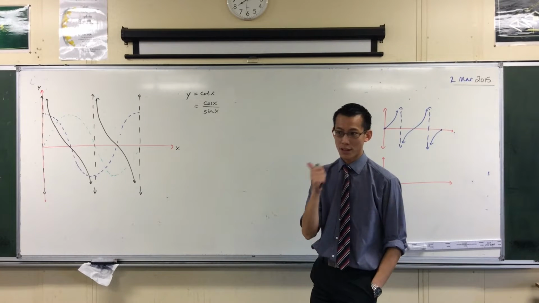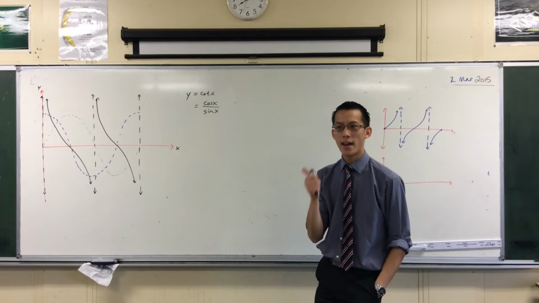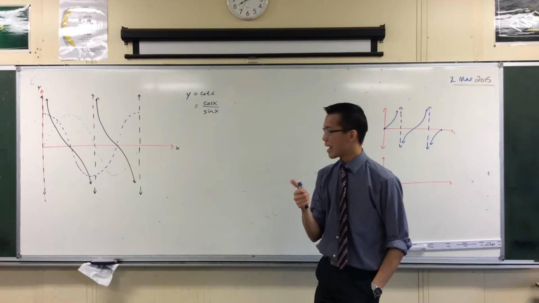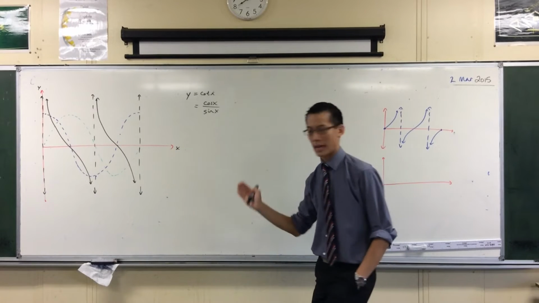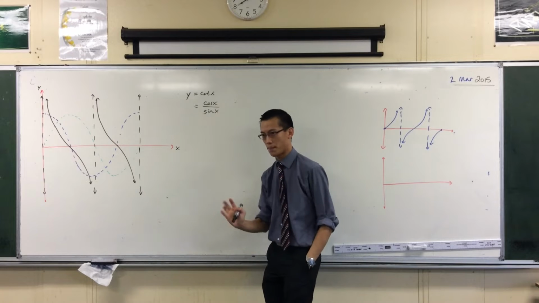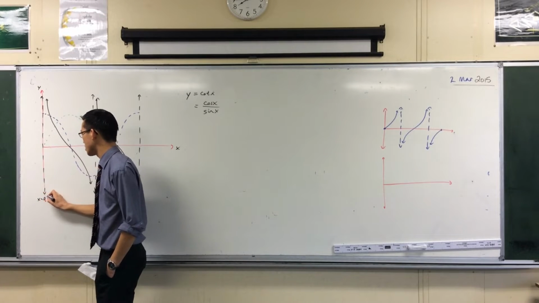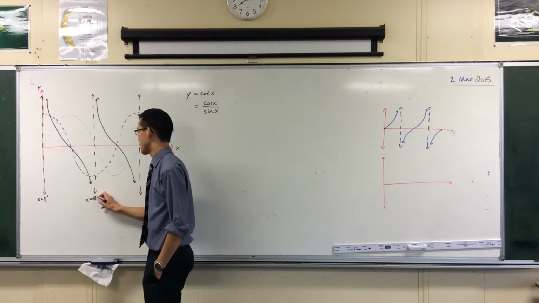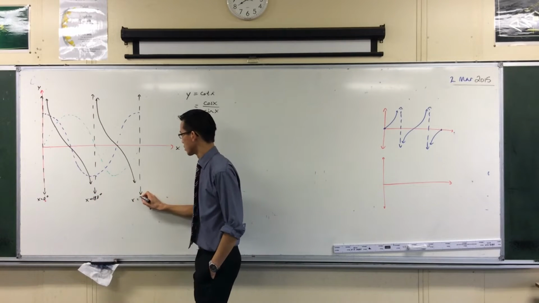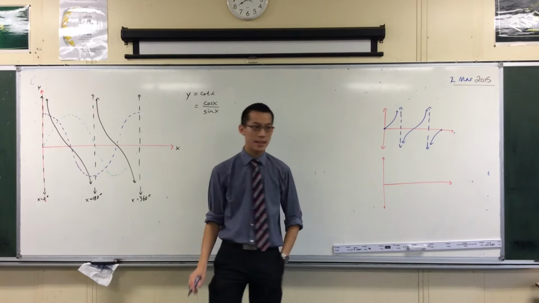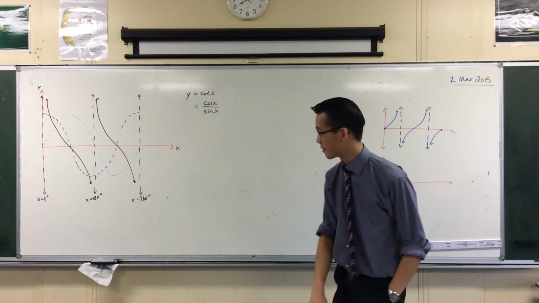The shape. The shape is right. It's just like tan, except it's being reversed, which shouldn't surprise you because it's the reciprocal of tan. The asymptotes, x equals 0 degrees, x equals 180 degrees, x equals 360 degrees, are also right.